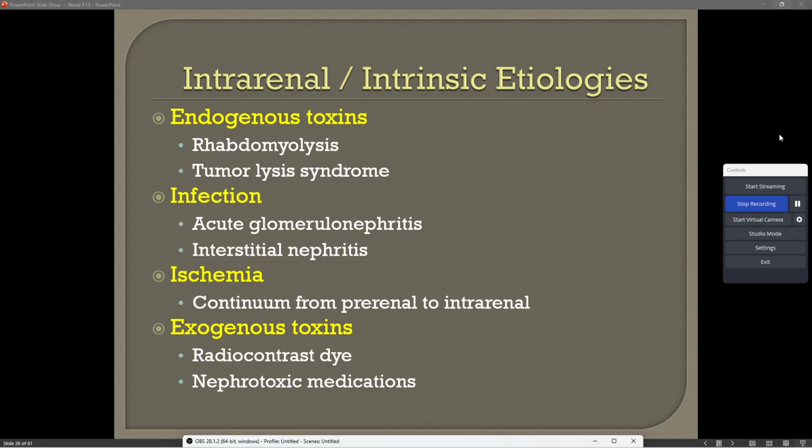And then lastly, exogenic toxins, things that are injected from outside the body into the bloodstream. Typically radio contrast dye or iodide dyes, nephrotoxic medications. Vancomycin is one that you can put really high on that particular list, and that's why we do vanco troughs. So stuff like that would definitely be up for consideration. So, stuff to think about. If I ask you for intrarenal causes, this would be that list.